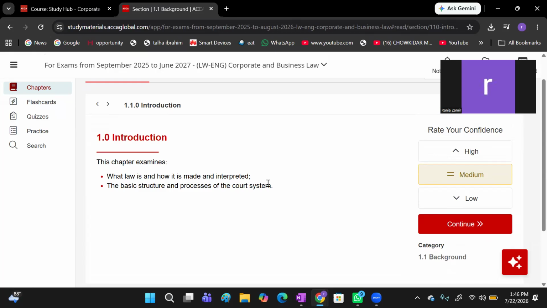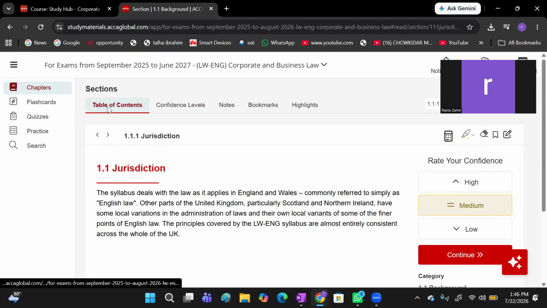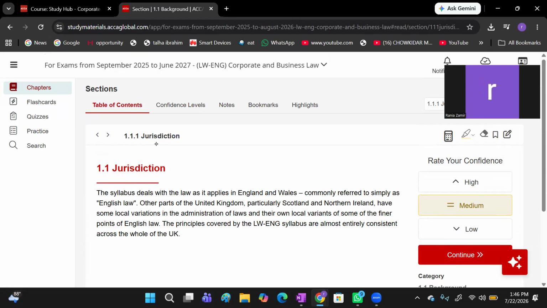This chapter is going to tell us how law is made and how it's interpreted, and what the basic structure of the court is and the processes that take place in the court. Okay, and we're talking about the English legal system. Jurisdiction. What does the word jurisdiction mean?